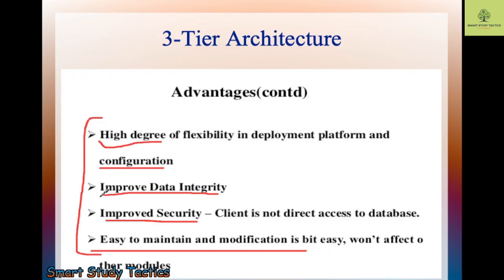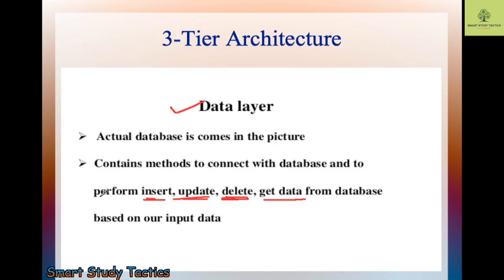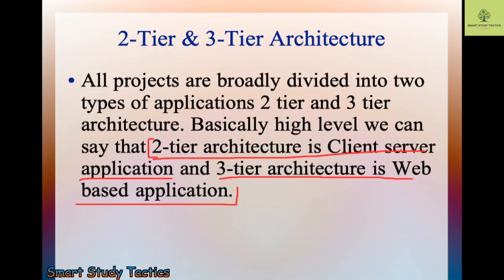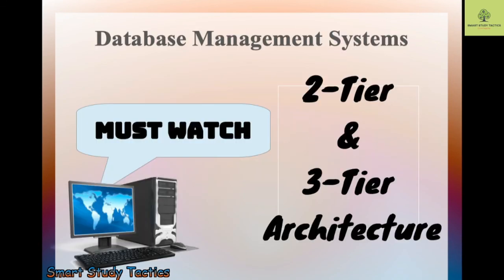So here is the ending of this chapter. I hope these things are clear for you. What is the two tier architecture, three tier architecture, and these things are clear to you. So next time we will meet with the next topic, which is different types of keys. What are the uses of keys? So we will discuss later.